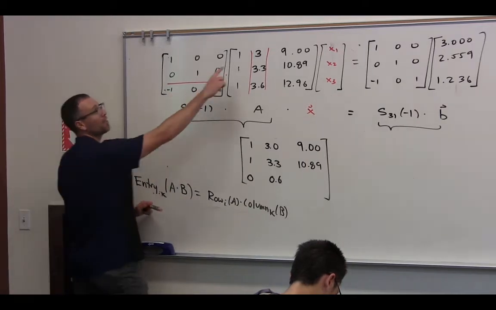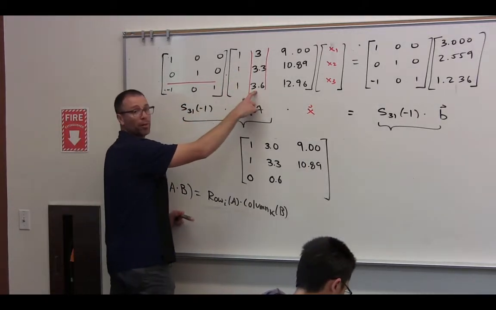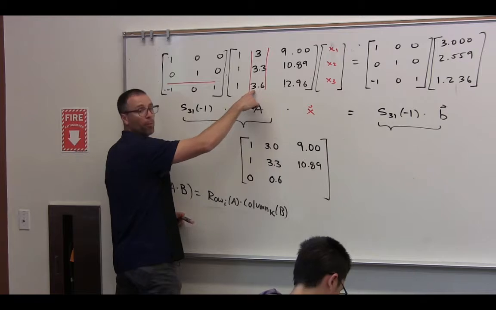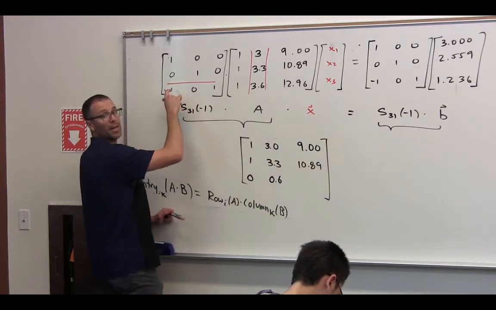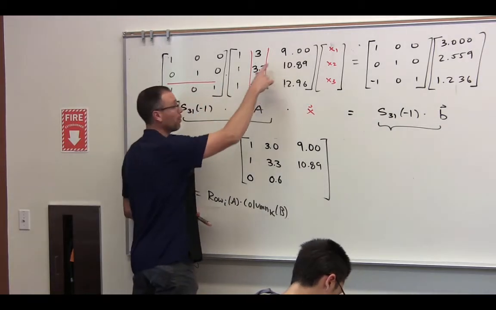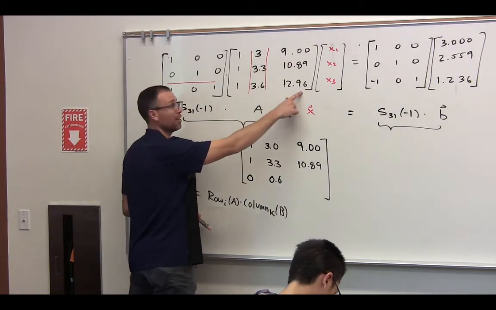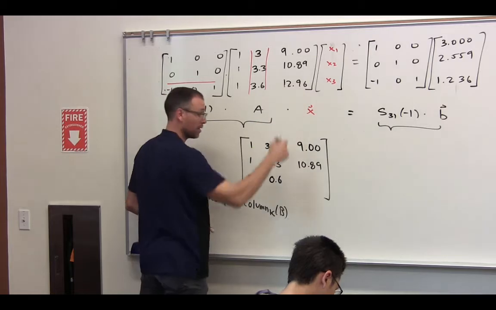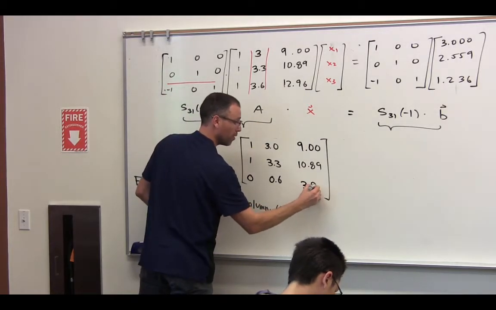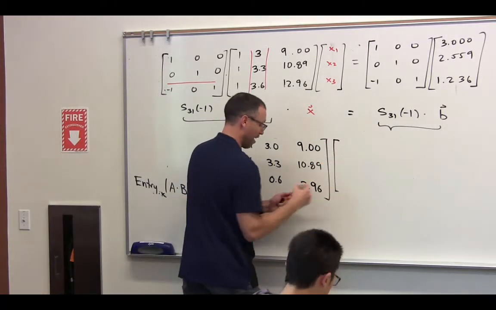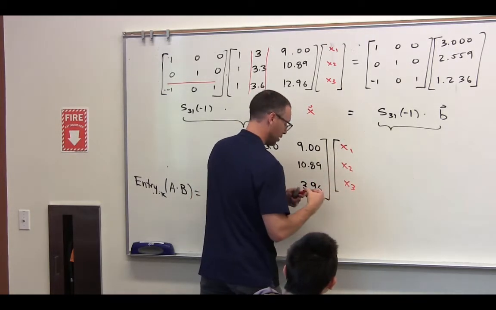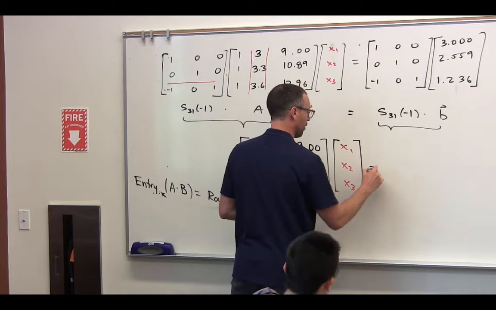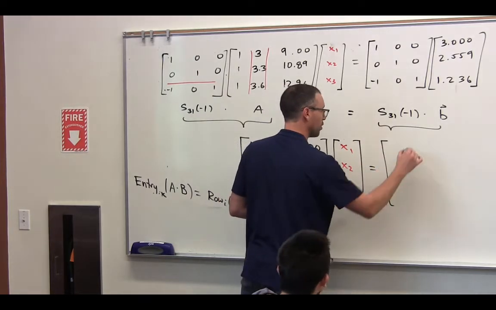Yeah, so -1 times 3 plus 1 times 3.6. -3 plus 3.6 is 0.6. And then I go back to Sam here. -1 times 9 plus 1 times 12.96 is 3.96. And then, of course, I have my unknown vector x1, x2, x3. And then, Sam, I think you were jumping the gun a little bit because you're so fast, so fresh and so clean, right?